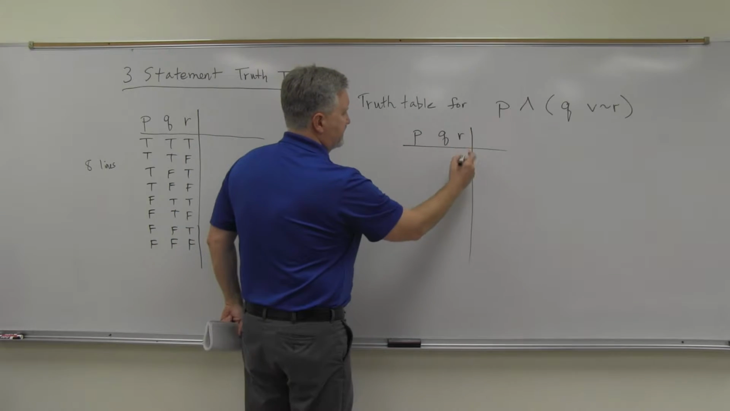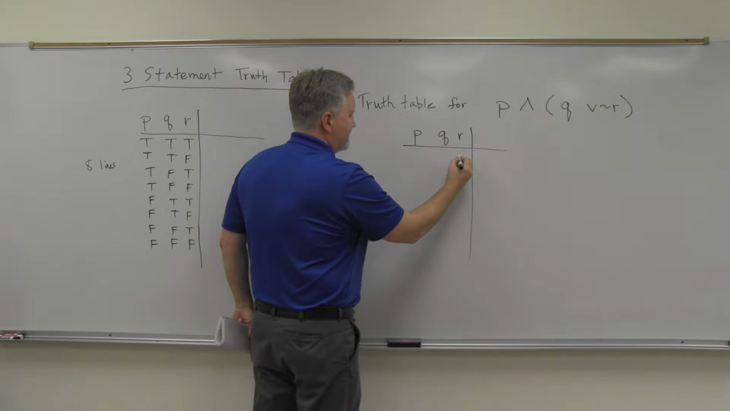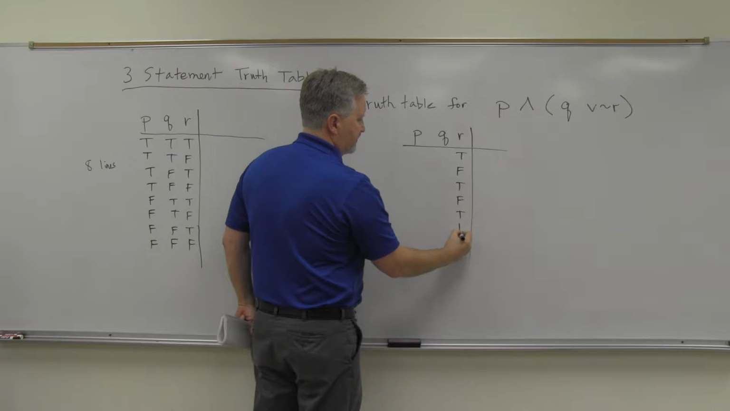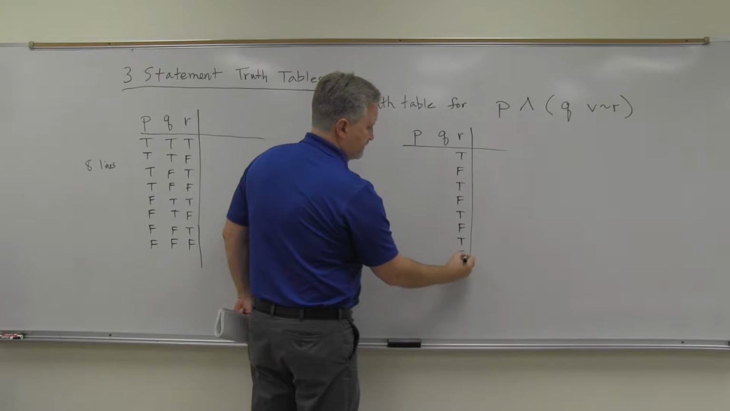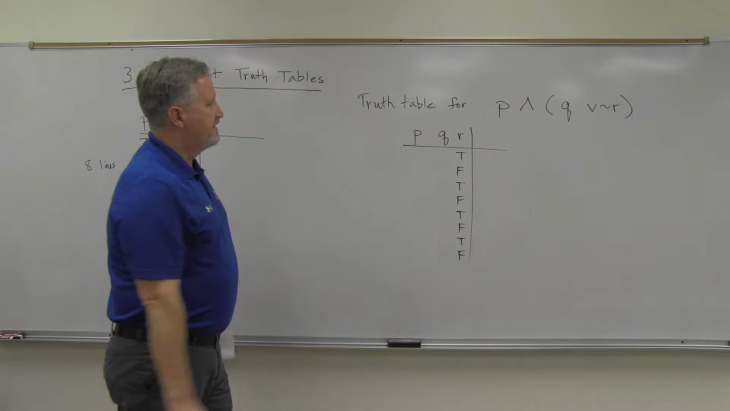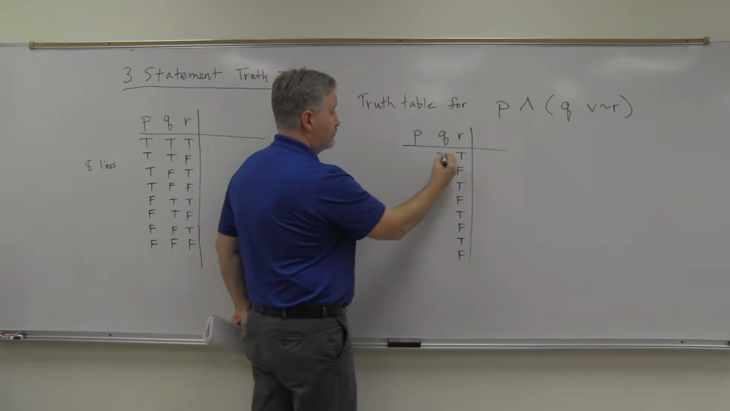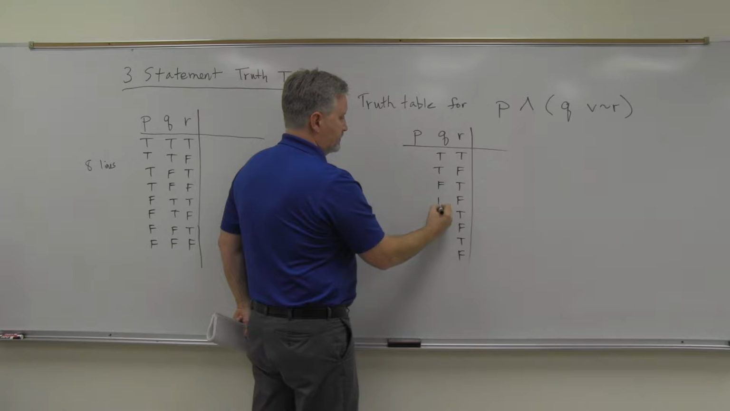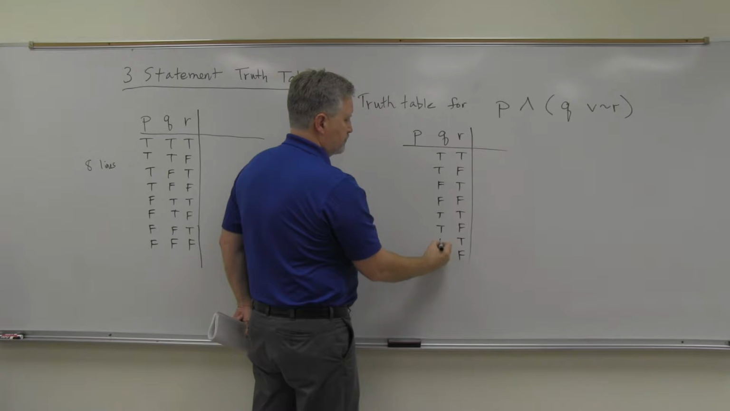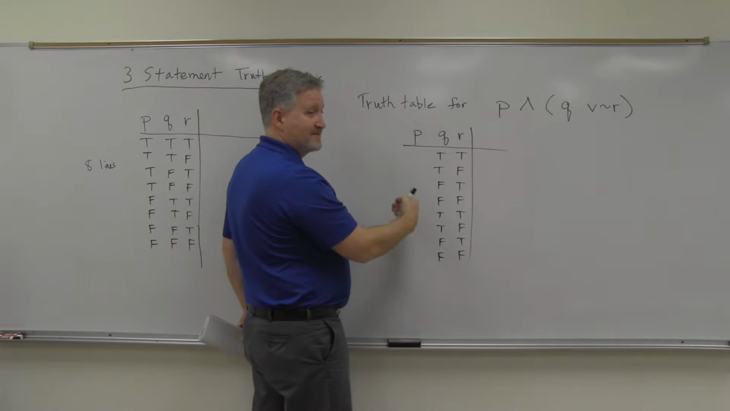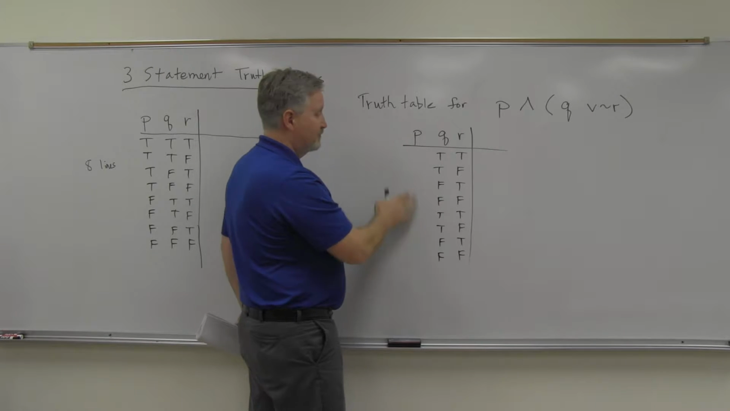The R's we did first, I don't know why we start with the R's, but that alternates true, false, so you get 8, 4 different times there. Then for the Q, 2 by 2, 2 trues, 2 falses. And then last but not least, the P's, which is 4 of each. 4 trues, 4 falses.